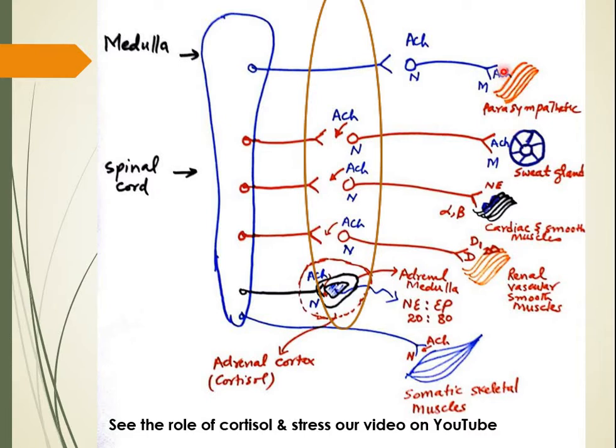Interestingly, what happens at the postganglionic nerve ending? In the parasympathetic division, the neurotransmitter is acetylcholine and the receptor is muscarinic. In the sympathetic division, in the case of the sweat gland, which is a special case, the neurotransmitter is acetylcholine and the receptor is muscarinic.